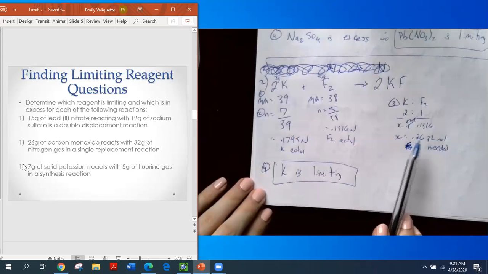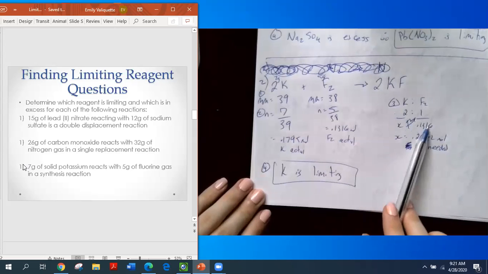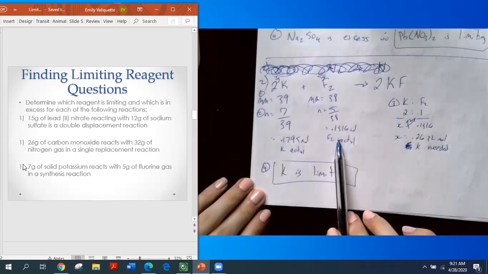Then we say, okay, we need 0.26 moles. We only have about 0.18, so we have less than we need. Therefore, the potassium is limiting. Again, if you had done it the other way around, you would have found out that you have more fluorine than you need, and therefore it's an excess, which means the potassium is limiting.